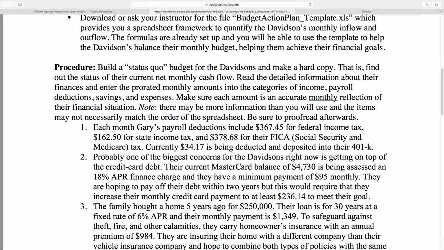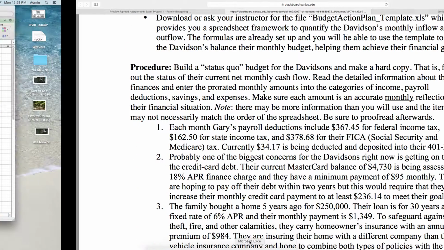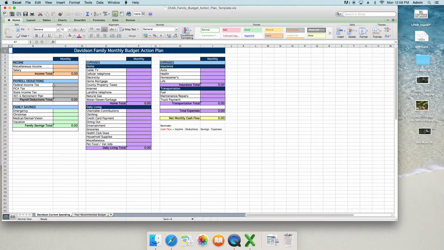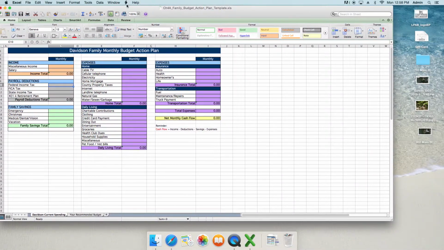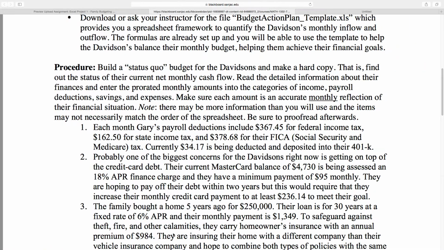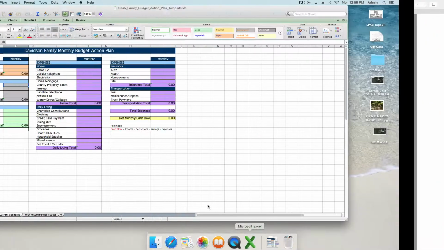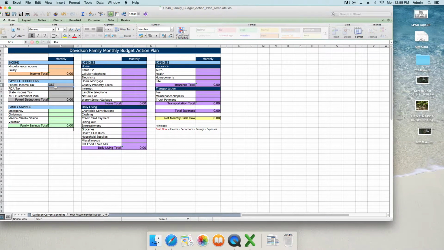So the first thing says, each month Gary's payroll deductions include $367.45 for federal income tax. Okay. So find the federal income tax. Here it is. I forget that number already. Let's see. 367.45. It may be easier for you to print out the PDF. That way you don't have to go back and forth, but it doesn't make any difference. Notice that their net monthly cash flow is now negative $367.45.